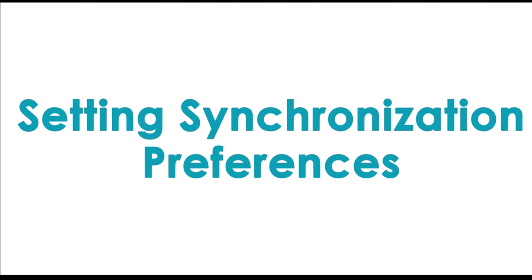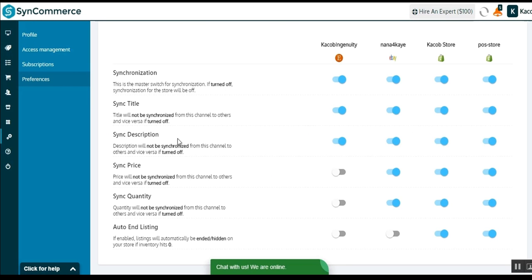2. Setting your synchronization preferences. Now that you have your stores connected, you need to tell SynCommerce how to handle the synchronization for all the stores connected. This applies to options such as product title, price, quantity, and description. For instance, if I want my product title to be different for my eBay store, I can just turn off the title synchronization for eBay so that changes made to the titles of my eBay listings will not affect the listings on the other stores or vice versa.